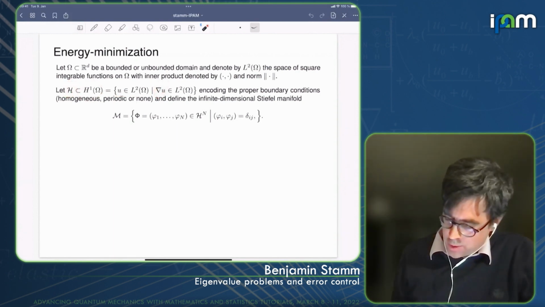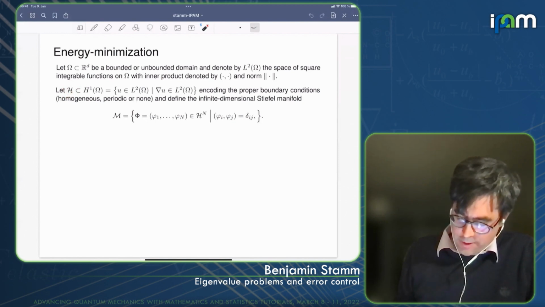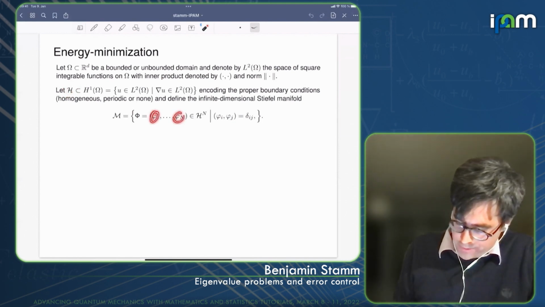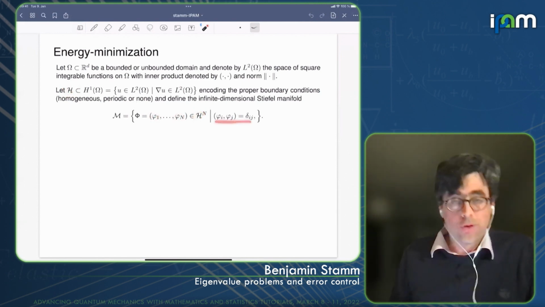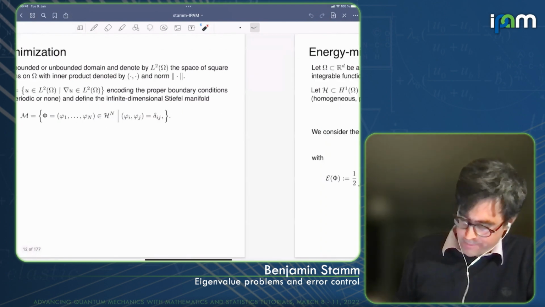The character of this curly H is that it encodes the proper boundary conditions, so either homogeneous, periodic, or none if it's an unbounded domain, in order to cover a little bit everything: material science for crystalline structures, but also chemistry, which is on the unbounded domain. And it's not of great importance what this really is for this overview of the concepts. Having set this space, we look at a manifold of n-tuples. So we have n copies of elements in this space, but they're required to be mutually L2 orthonormal. This I call curly M, and this is the infinite dimensional Stiefel manifold.